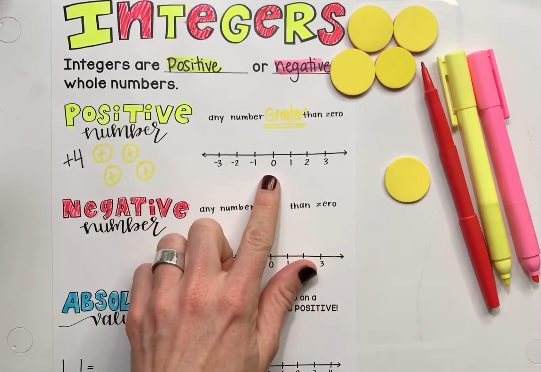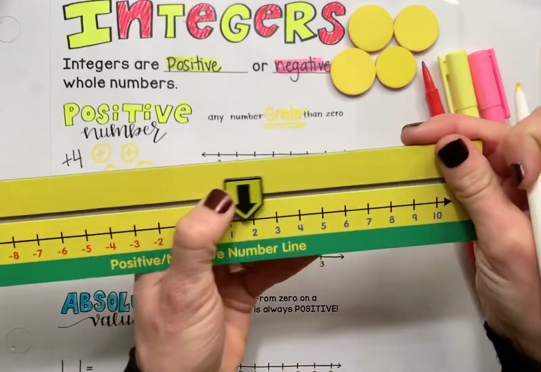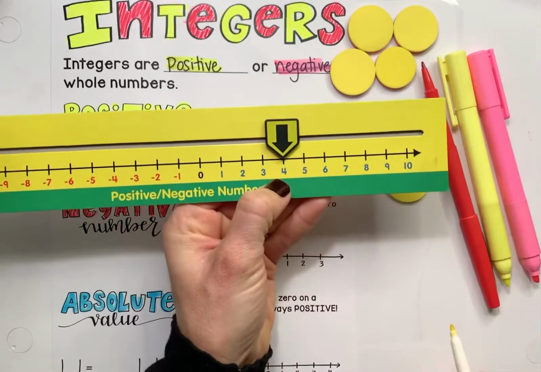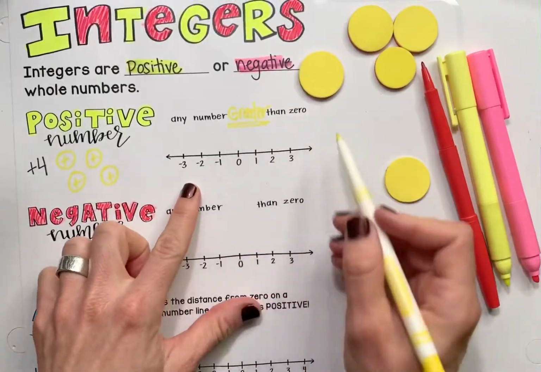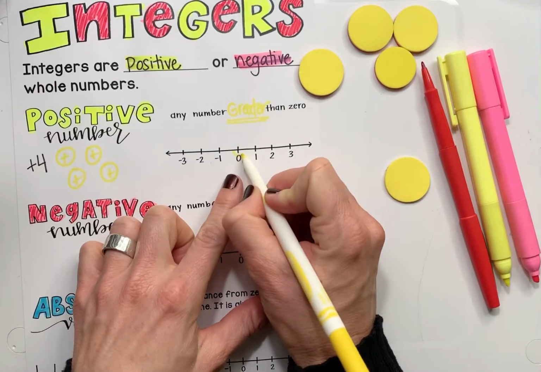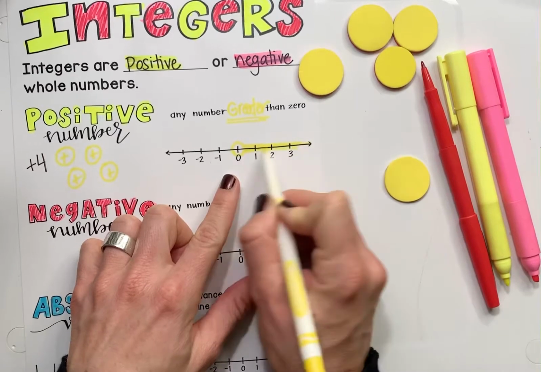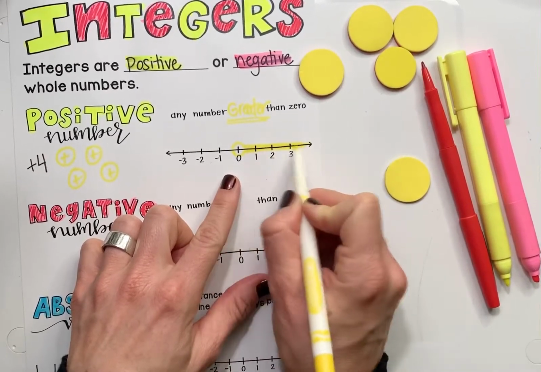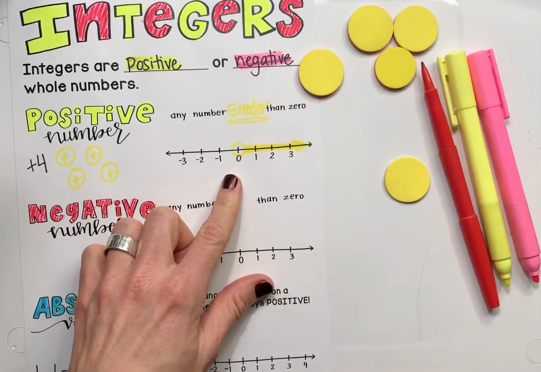We also can show that on a number line like this. So there we are, a +4. So over here, any number greater than 0. So I'm going to put here on this number line anything that's over this way, but not including the 0, because 0 is neither positive nor negative.